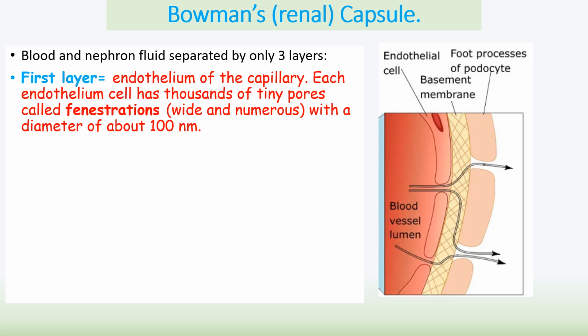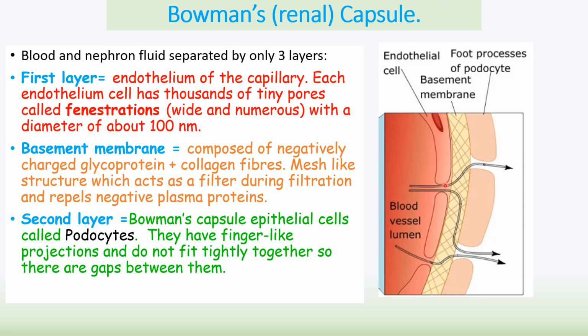The first layer is the endothelium of the capillary. Each layer of the endothelium cell has thousands of tiny pores called fenestrations with a diameter of about 100 nanometers. So you can see that layer here. We then pass through the basement membrane, which is composed of negatively charged glycoproteins and collagen fibers, and it's like a mesh, so it acts like a filter. And then the last layer is the podocytes, where you've got these finger-like projections which don't fit completely together, allowing materials to go through.